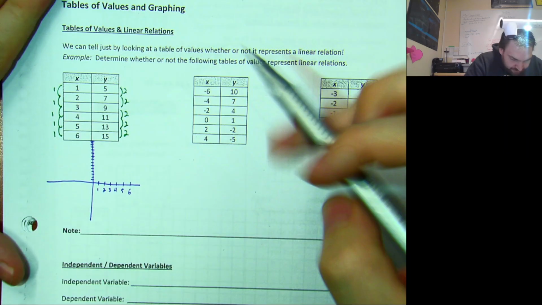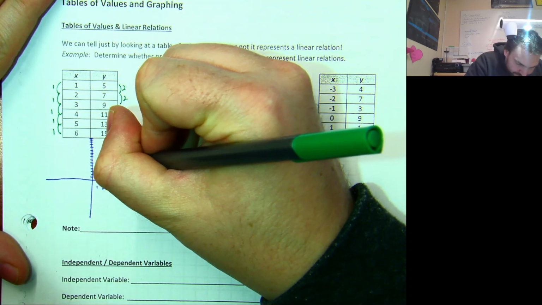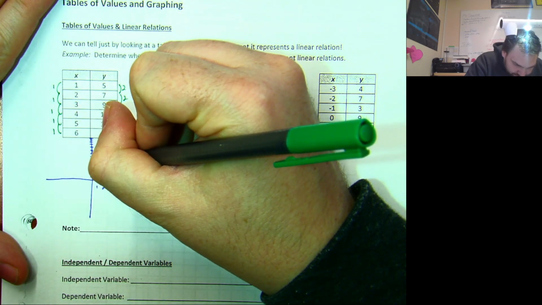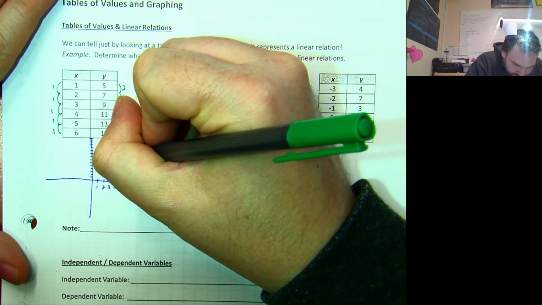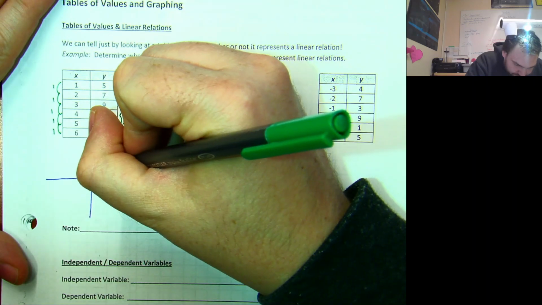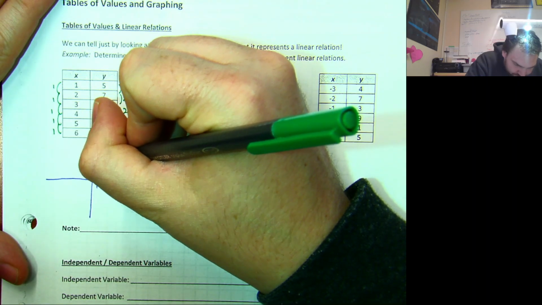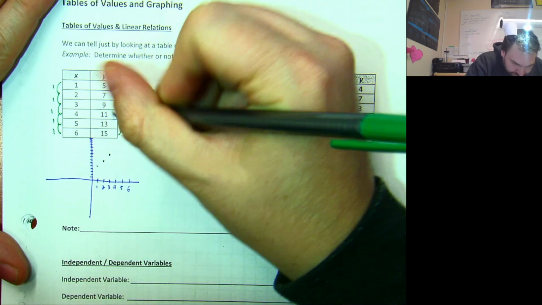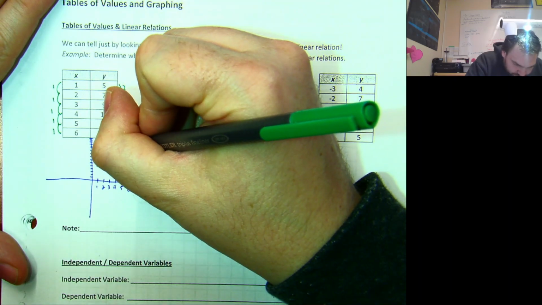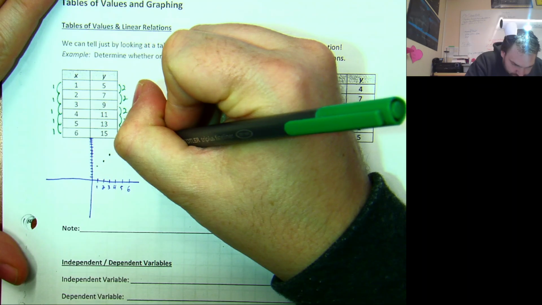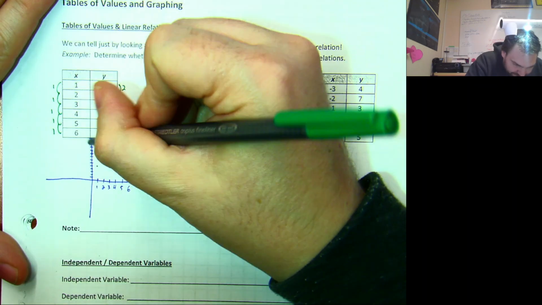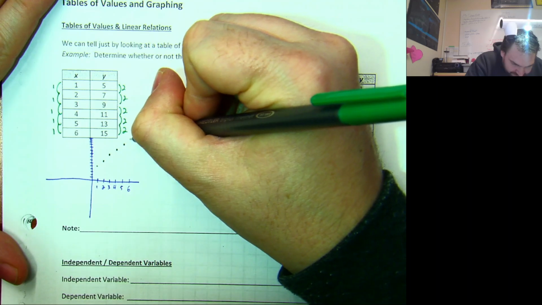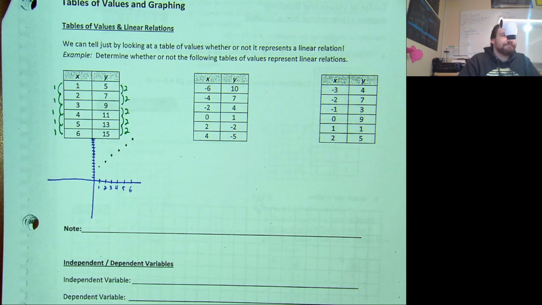So my first one was 1 and 5. So 1, 2, 3, 4, 5. Number 2 was 7. 3 was 9. 1, 2, 3, 4, 5, 6, 7, 8, 9. 4 and 11. 5 and 13. 6 and 15. Does that look linear?